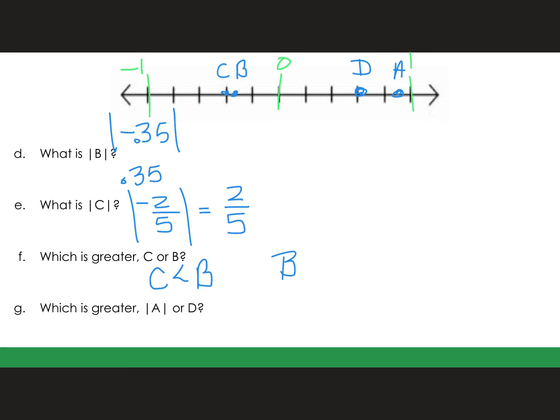So the absolute value of a, if we remember correctly, a was 0.9. The absolute value of 0.9 is 0.9 because it's the distance to 0. And d was 3/5. So a is going to be greater than d, or my answer would be a.